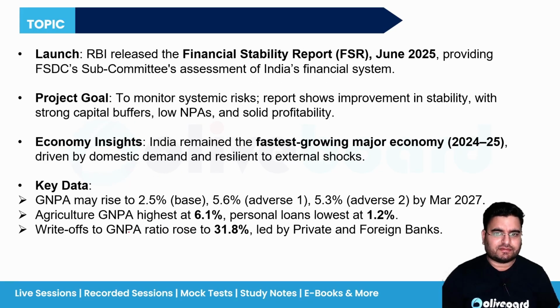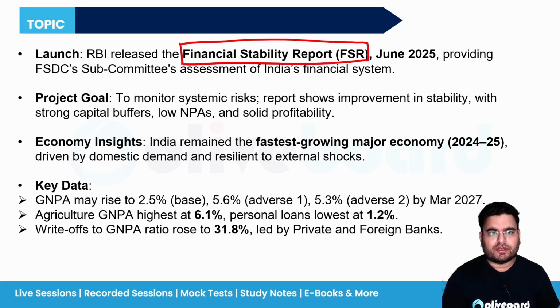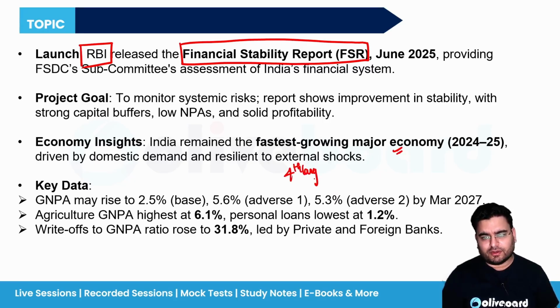We'll see the news first. So first of all, the report name is Financial Stability Report. Who releases it? RBI. Okay. What is the objective of this report? To monitor the risk in the Indian financial system. So they have told that India remains the fastest growing major economy, and you all should know that we are now the fourth largest economy in the world, right?